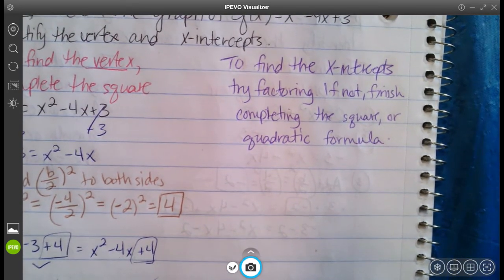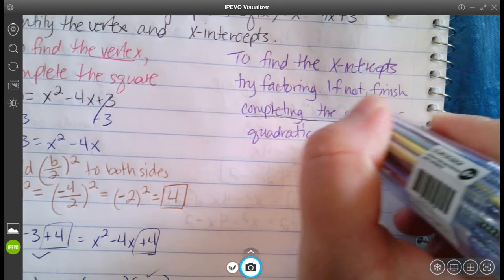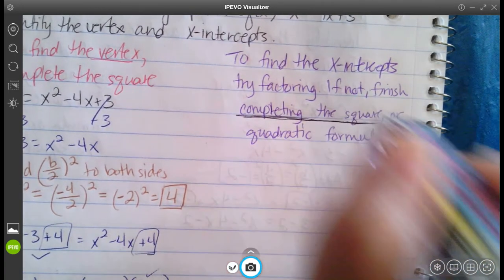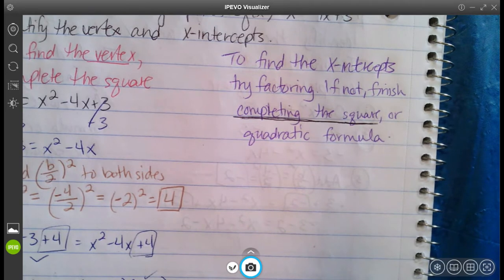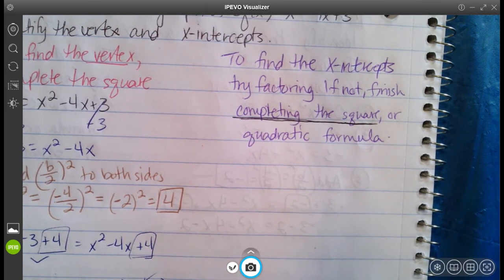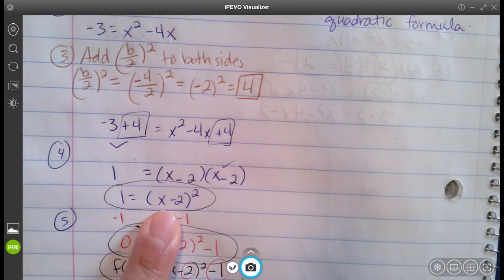And it says to find the x-intercepts, try factoring. If not, finish by completing the square or a quadratic formula. So I'm going to do this one just to kind of show you how it works and because it goes with the problem. So I'm going to pick actually the last one that I circled. So this at this point right here, okay?